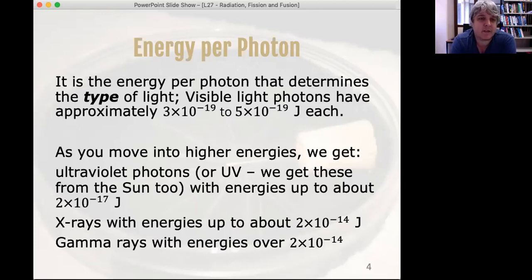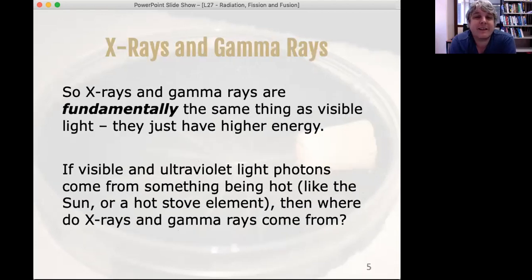I will come back, as I said, to the idea of light and electromagnetic photons in the last section, and we'll talk a little bit more about classifying these types of photons. But for now, what we want to see is that X-rays and gamma rays are much higher energy than visible light. They are fundamentally the same thing. They are fundamentally exactly the same as visible light. They just have more energy packed into each little packet.